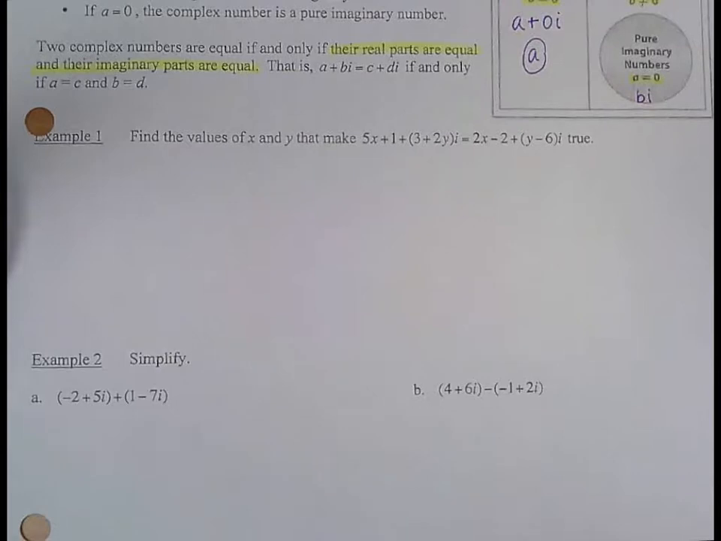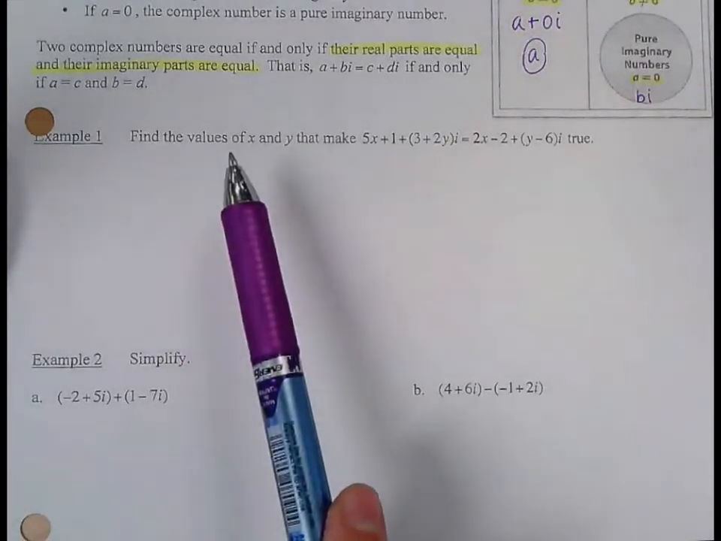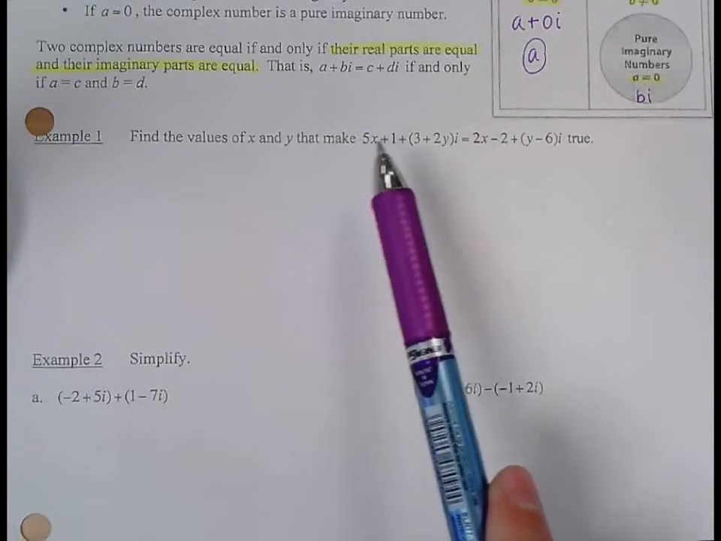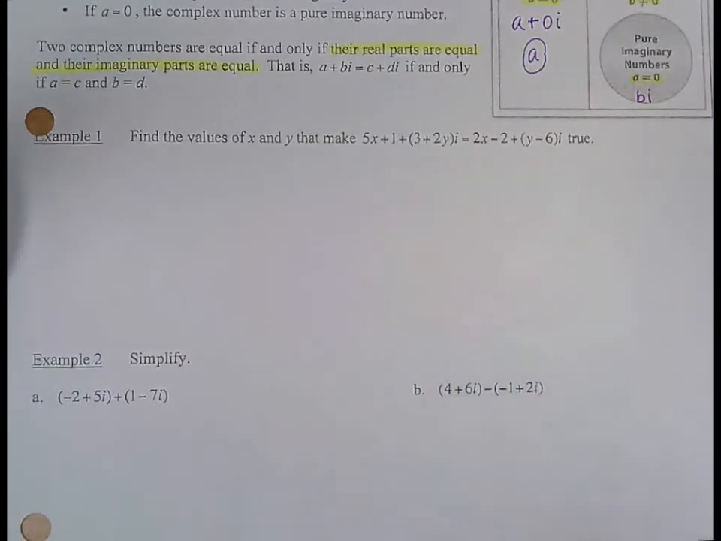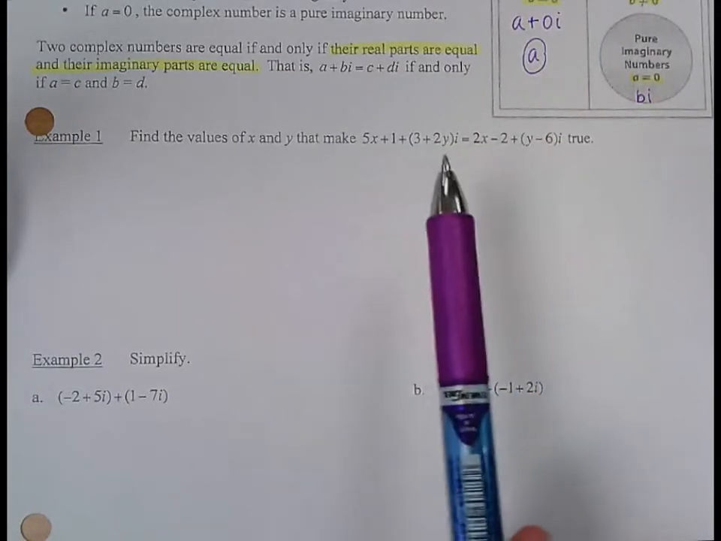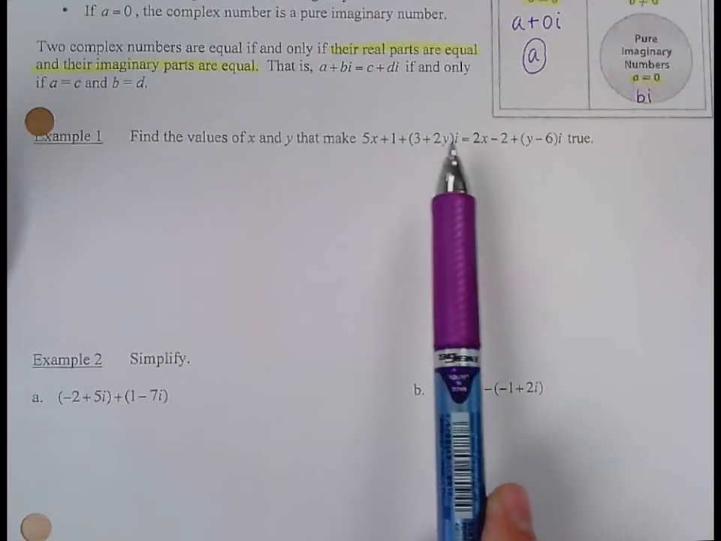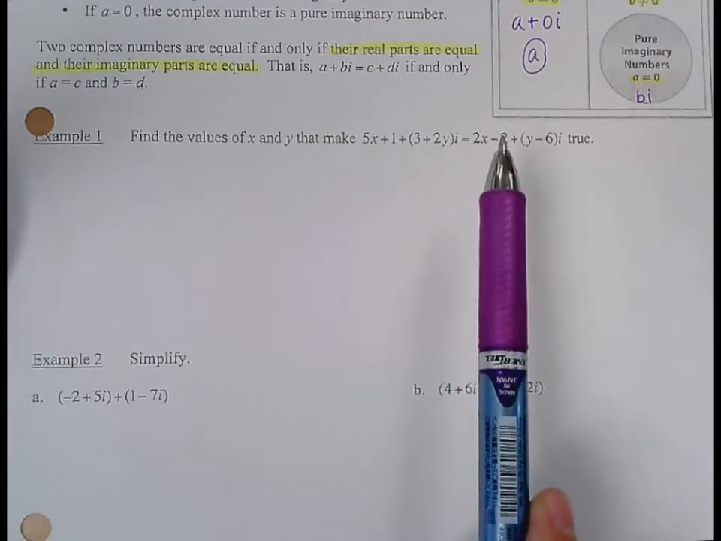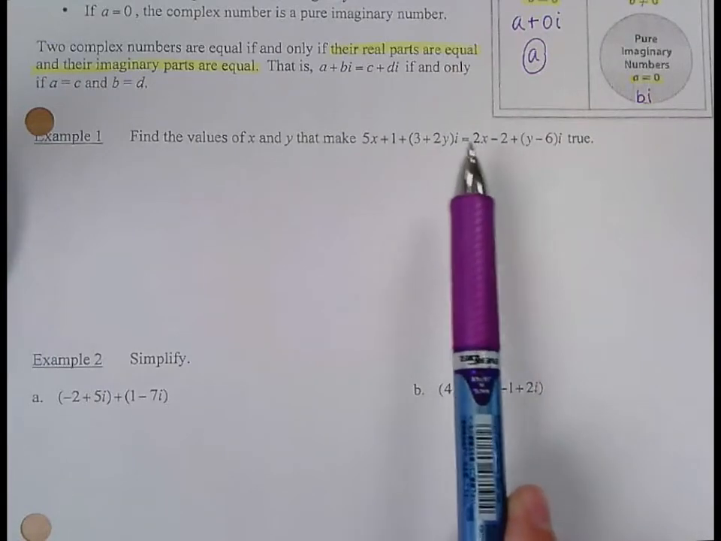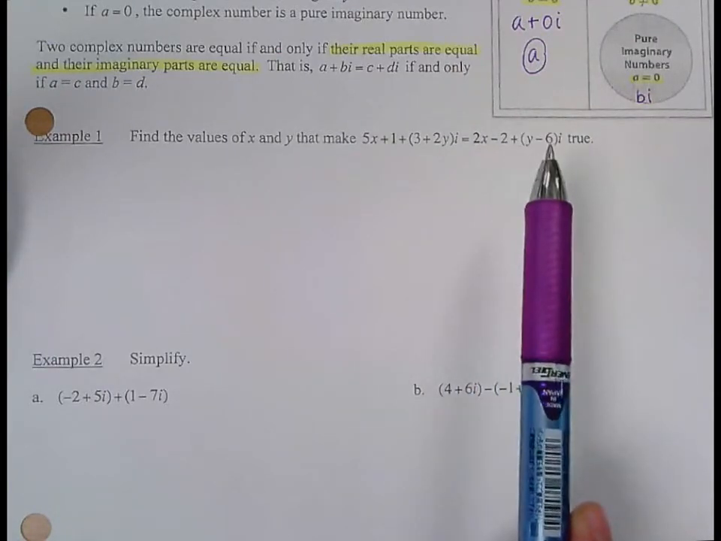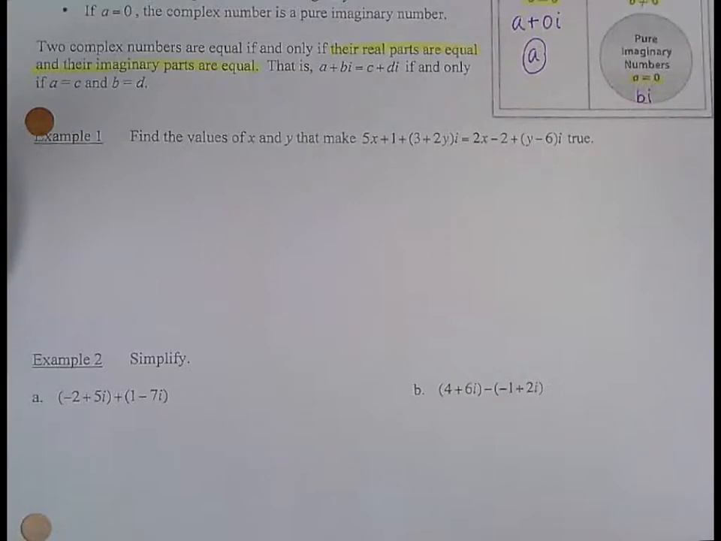So if you see a problem that asks you to find values of x and y that make this equation or this statement true, notice we have 5x plus 1, and then we have 3 plus 2y that's being multiplied by i. And then on the other side of the equal sign, we have 2x minus 2, and then y minus 6 that's being multiplied by i. So we could say that each side of this equal sign represents a complex number or a complex expression.